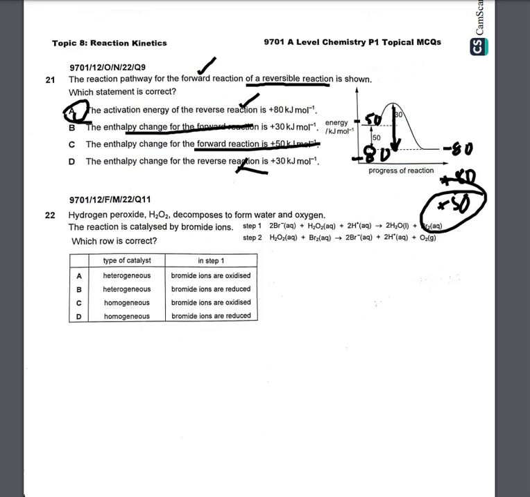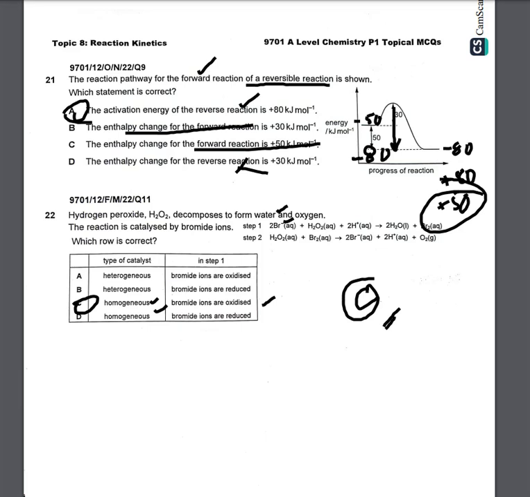The activation energy for the reverse reaction is plus 80 kilojoule per mole. H2O2 decomposes to form water and oxygen. The reaction is catalyzed by the bromide ions. So they both are aqueous, so it must be a homogeneous catalysis. And which row is correct? In step 1, the bromide ions lose electrons, so they are oxidized. Loss of electron is oxidation. So C is your right answer.